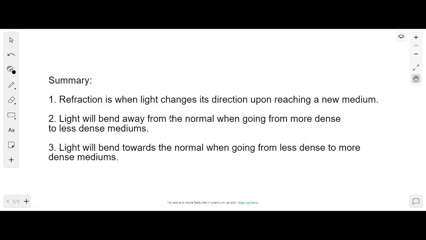To summarize what we've talked about, refraction is when light changes its direction upon reaching a new medium. Light will bend away from the normal when going from more dense to less dense mediums, and light will do the opposite when going from less dense to more dense mediums.